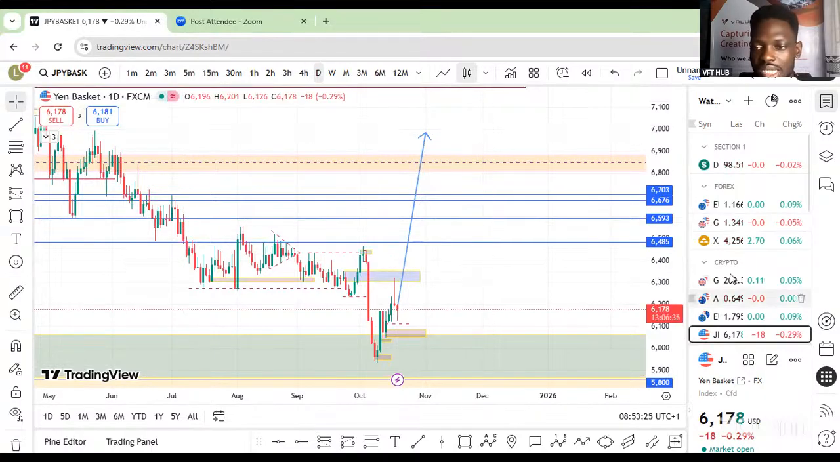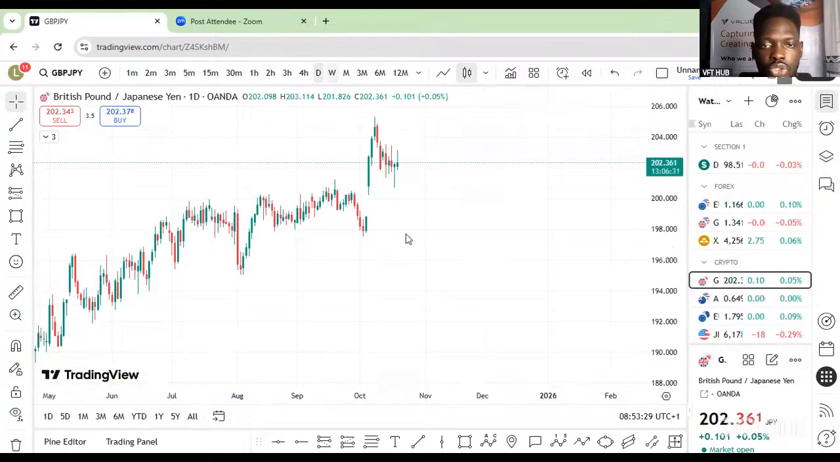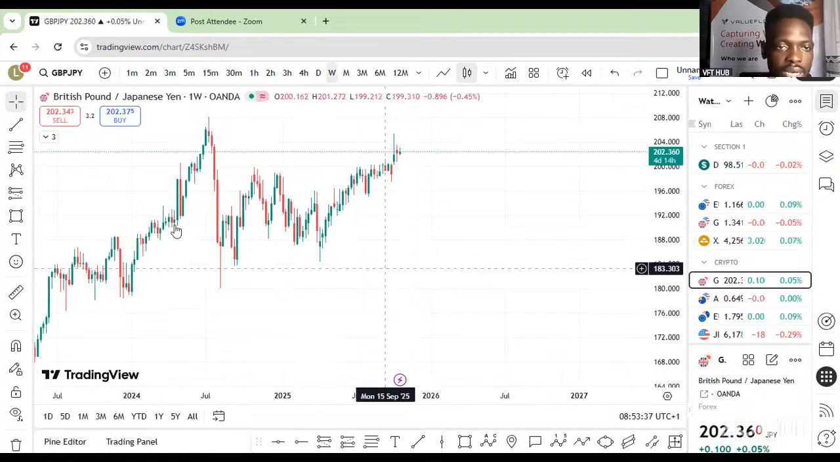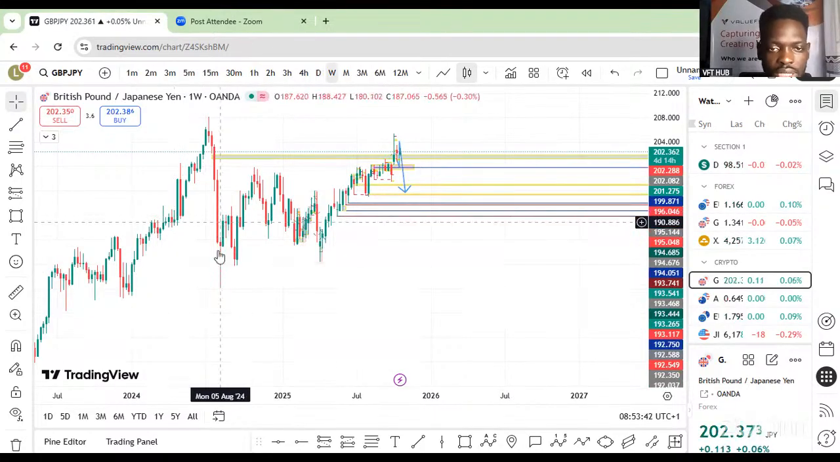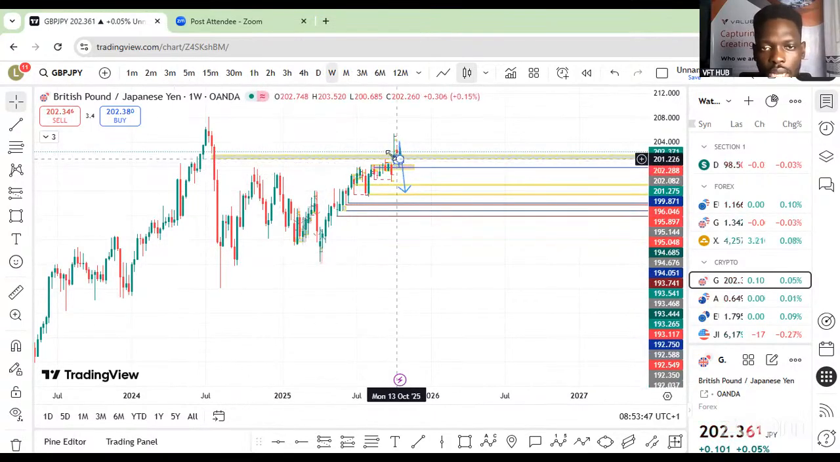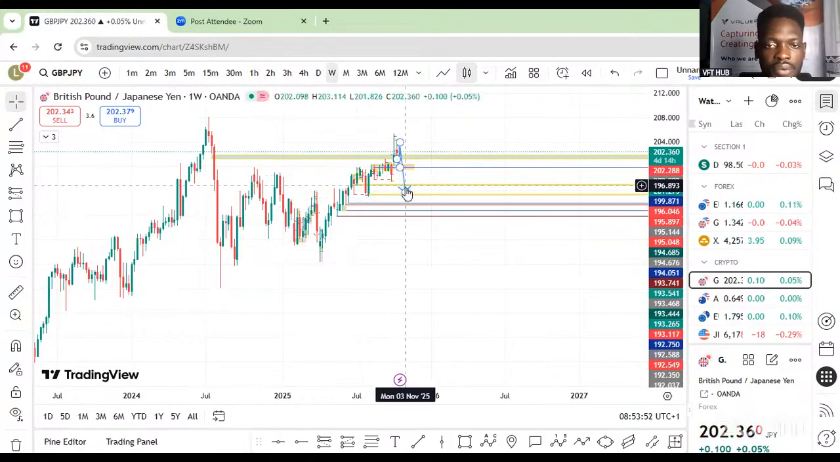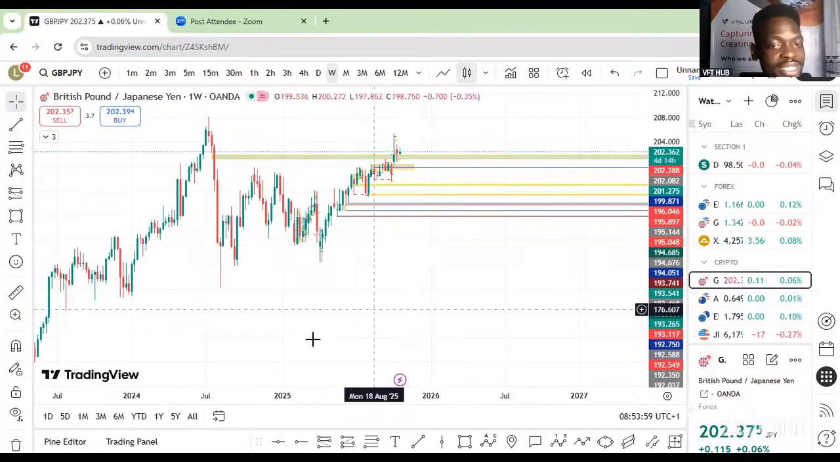Let's now use this information to interpret our outlook on the GBP JPY. Now for GBP JPY on the weekly time frame, you are going to agree with me that sometime last year, 2024, we saw a market structure shift to the downside. And since that time, we've been expecting a pullback, which just happened 2 weeks ago. And now price is heading all the way to the downside. From what we are seeing play out on the yen basket, we are expecting a sell for the GBP JPY all the way to the downside.